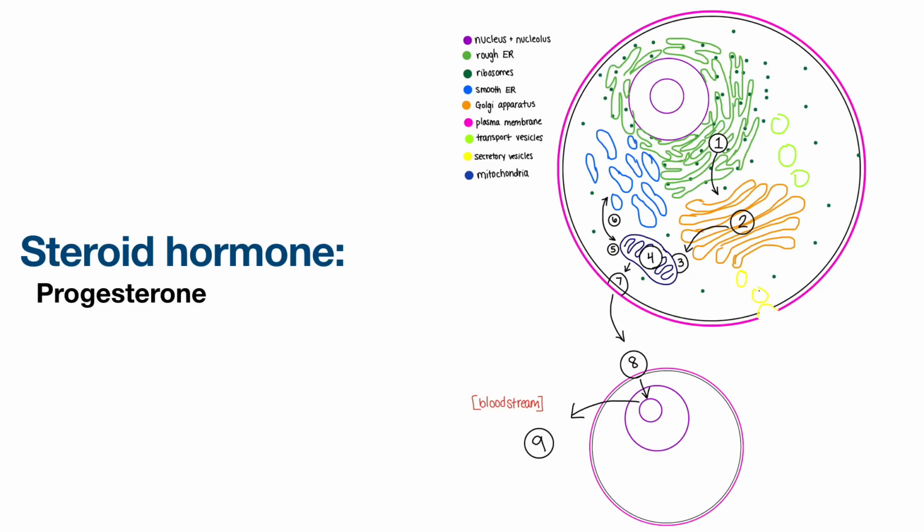Starting with steroid hormones. The steroid hormone that I am using as an example in this video is progesterone, although most steroids begin the same way with a precursor molecule of cholesterol that gets metabolized and undergoes alterations within the cell to become the functional hormone that it is meant to be.